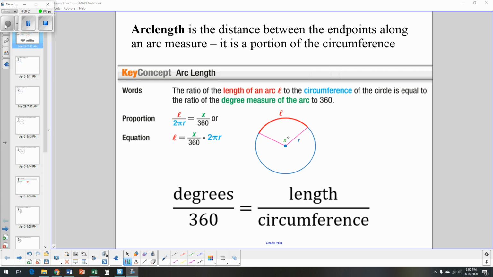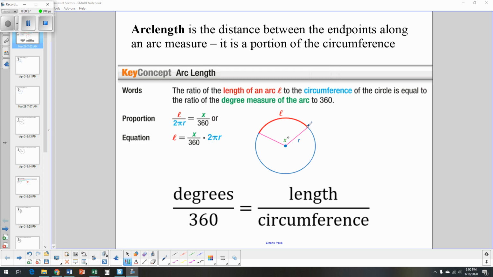This lesson is on arc length and area of a shaded region or area of a sector. So first we're going to talk about what arc length actually is. If you recall in our last lesson, we learned about arcs being the part of the circle that's on the outside, on the edge, and we were measuring them in degrees. So however many degrees the central angle that formed it was, that's how many degrees the arc was.